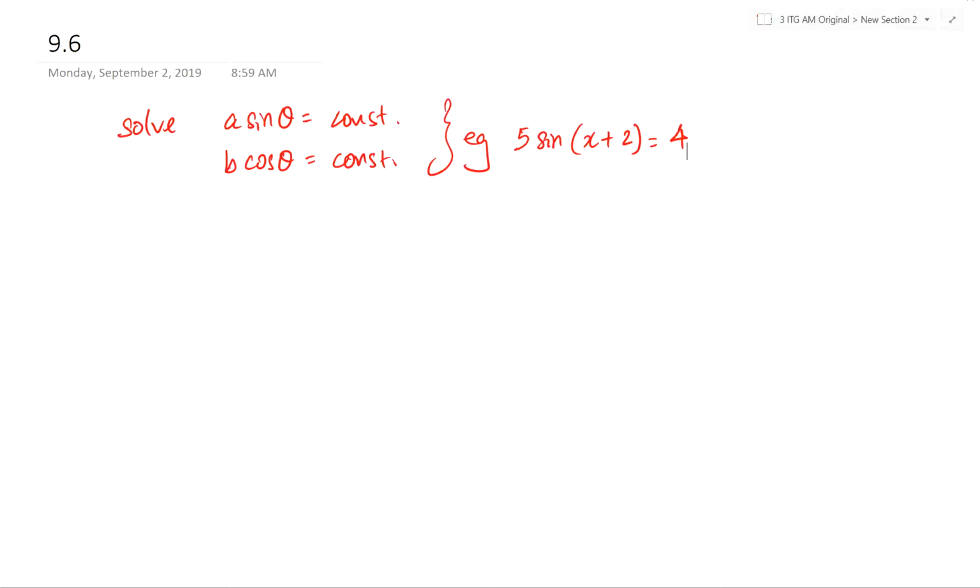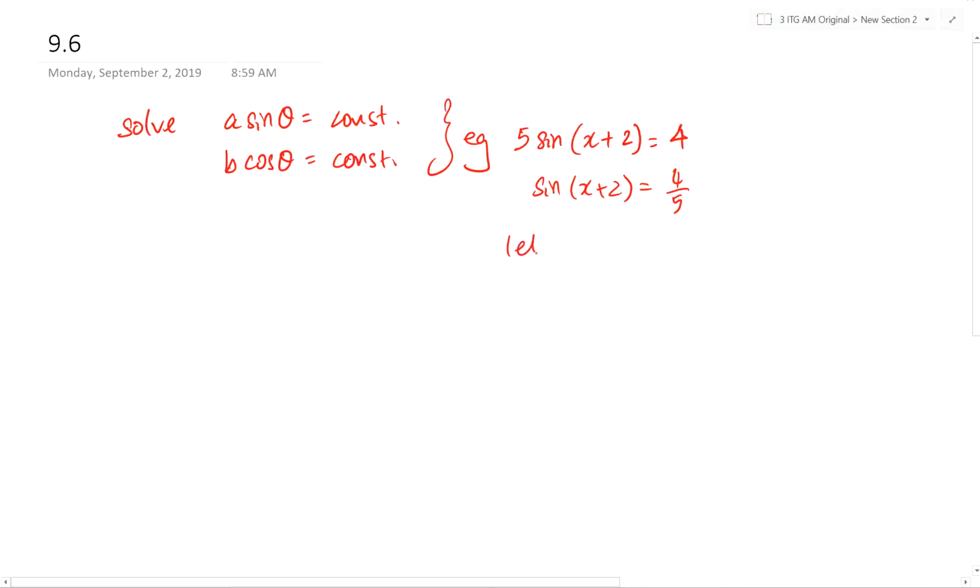What's the first step that we have to do? Okay, divide by 5. So we get sine(x plus 2) is 4 over 5. Does this make sense? Can I have sine something is 4 over 5? Can, because the maximum value must be 1, the minimum is negative 1, and 4 over 5 is less than 1 and greater than negative 1. So it is possible. What's the next step from here?